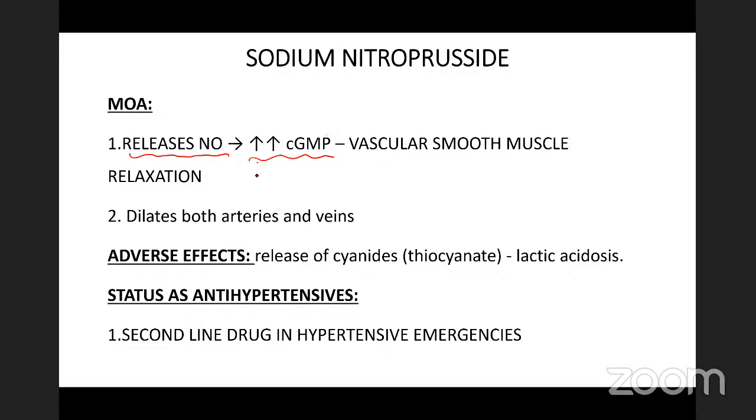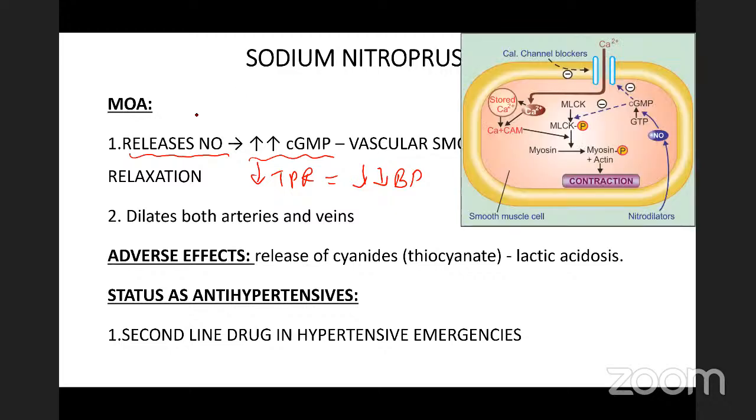The total peripheral resistance comes down, leads to decrease in BP. Okay, I'll show you the diagram. This is the diagram. See, sodium nitroprusside releases nitric oxide. It increases the concentration of cGMP. So cGMP causes dephosphorylation of myosin light chain kinase.